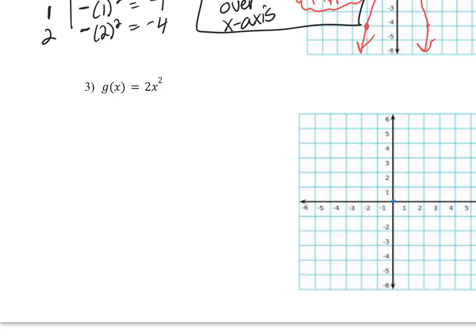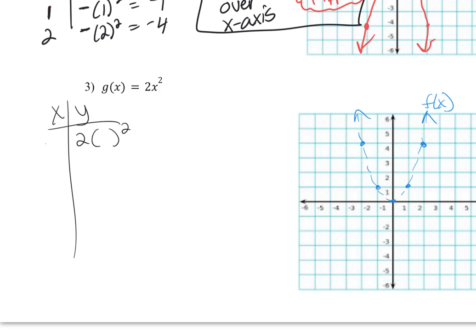Before we forget, let's do our parent function: (0, 0), (-1, 1), (1, 1), (2, 4), and (-2, 4). Dot it or dash it, and I'm going to label it. Okay. So now I have 2, then an x, then a squared. So I'm going to stick with my basic -2, -1, 0, 1, and 2.